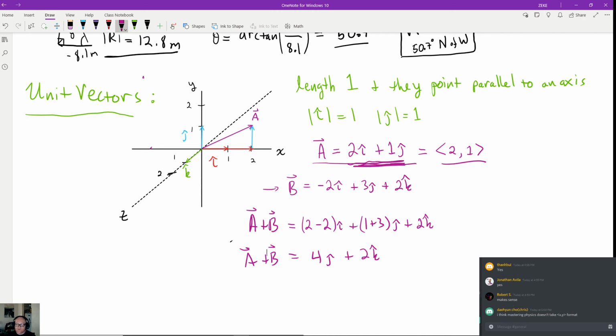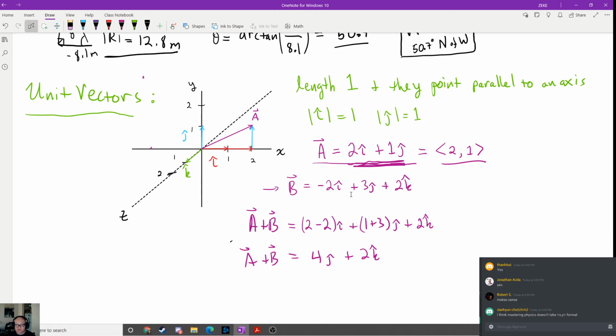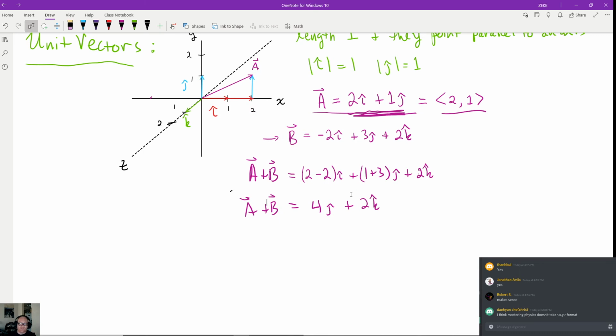Can I introduce vector multiplication and just say we'll talk more about it next time? I think I can. 3 minutes. So let's talk about how you multiply vectors. And the first thing we'll talk about is the scalar product.